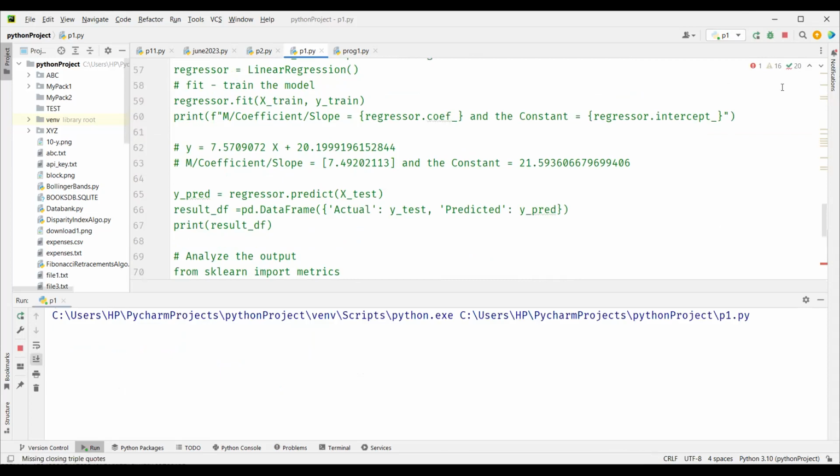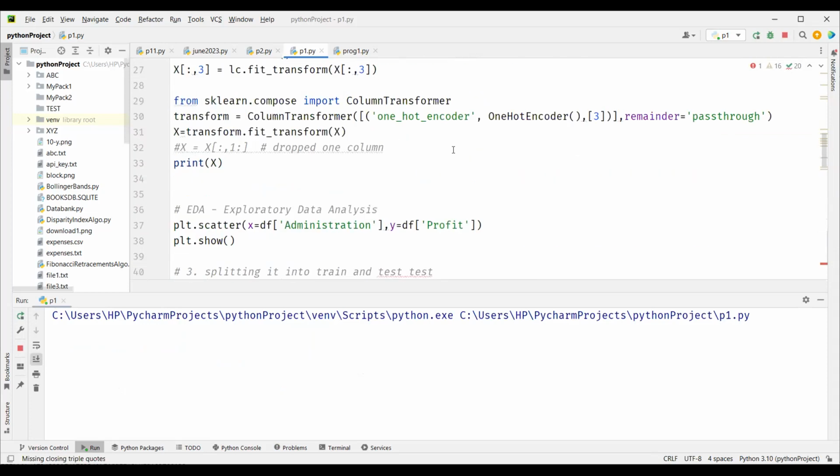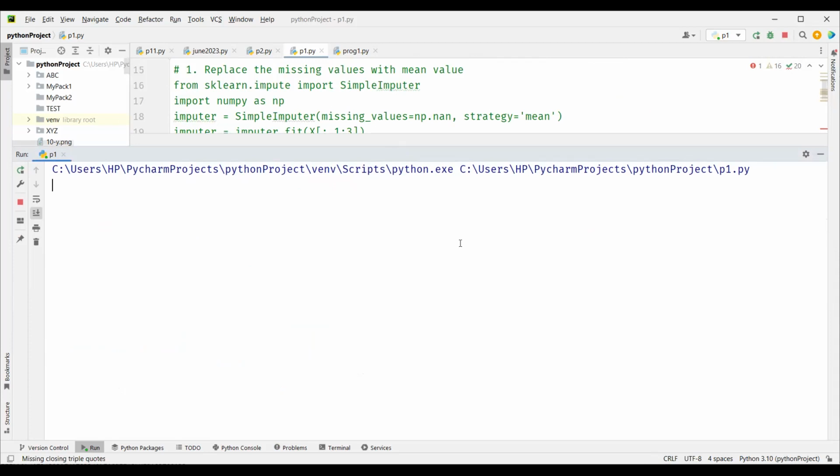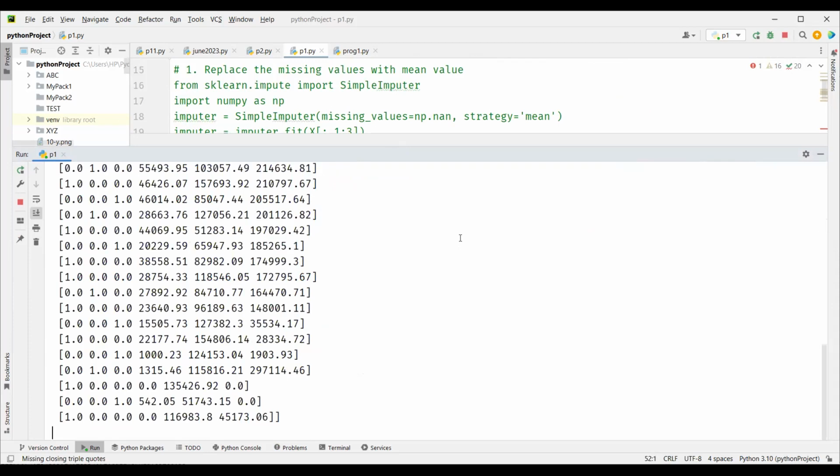There's an error somewhere, it looks like, right? Let's see. No, I don't think there's an error. Okay, so let's see how X looks after doing column transform. We have not deleted. We need to delete one column, right? Yes. Okay.